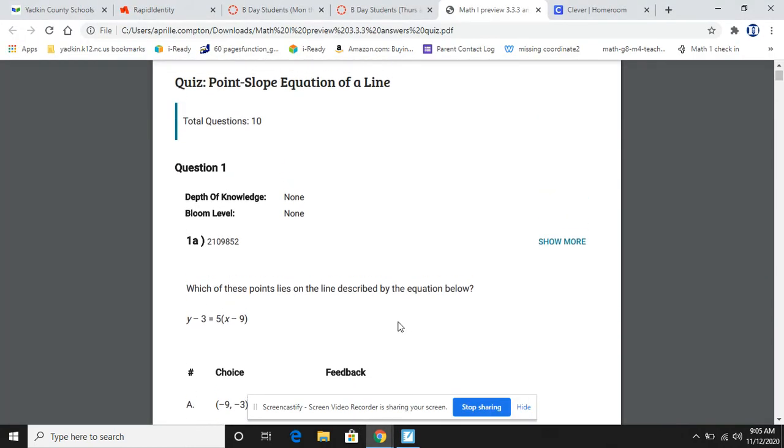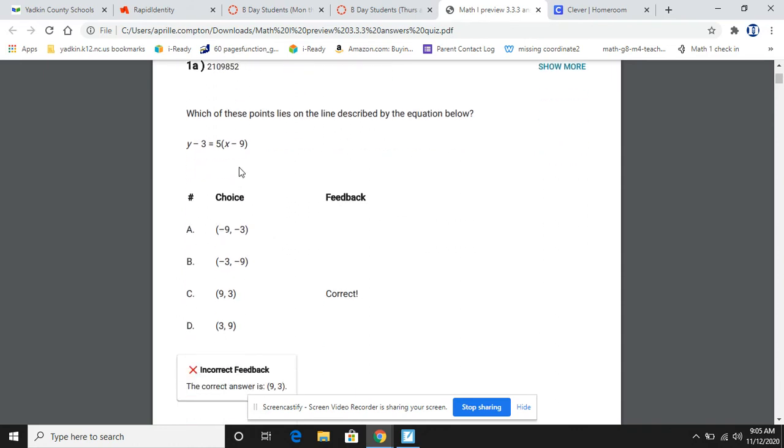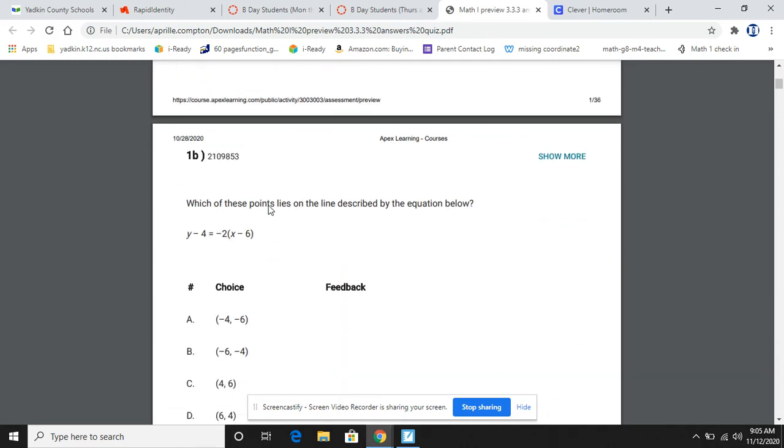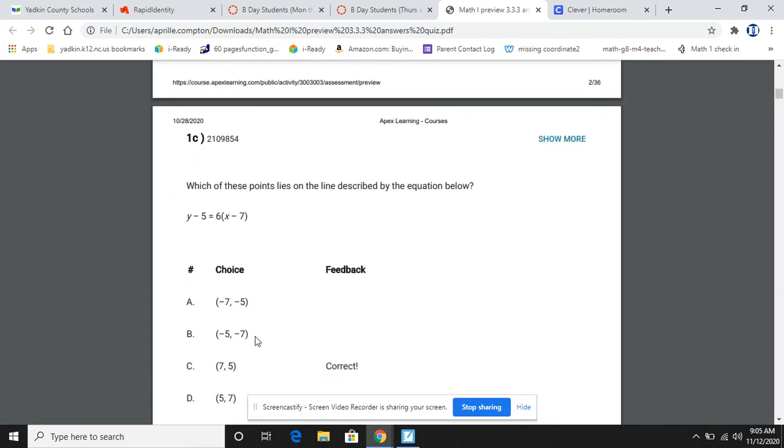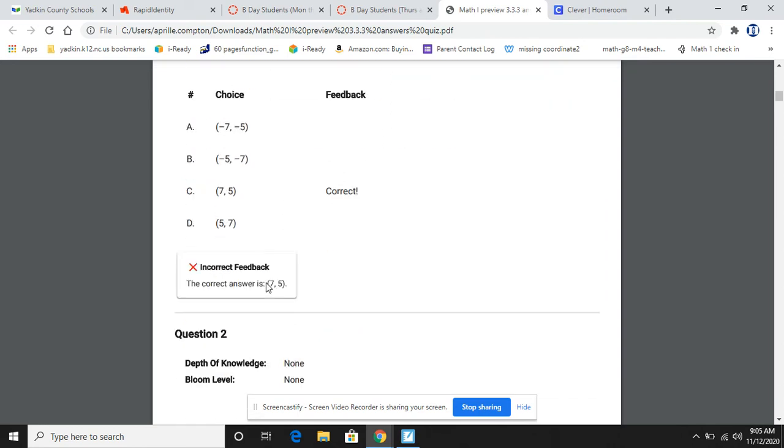Which of these points lies on the line described by the equation below? So here's your x, here's your y. So that would be (9, 3) would be your point, which is C. Remember, what you're seeing here is the opposite of really what the signs are. And you have to remember that your x is at the end and your y is at the beginning. Let's at least get through one. Which of these points lies? That would be +6 and +4. Which point? It'd be +7 and +5.